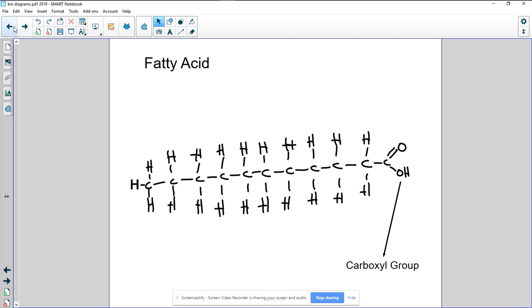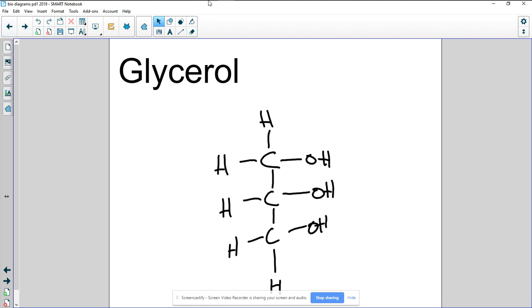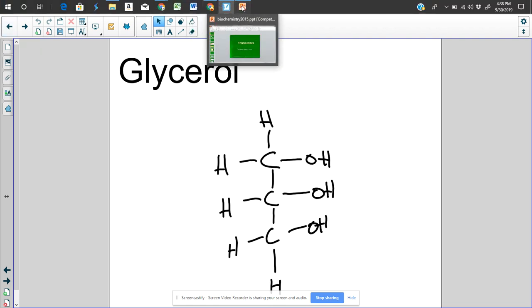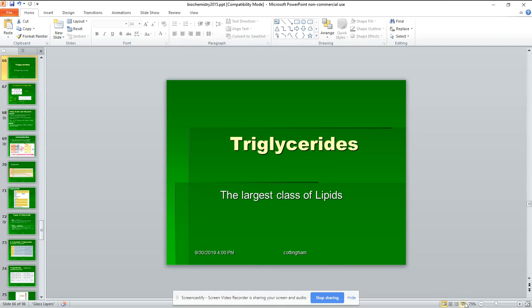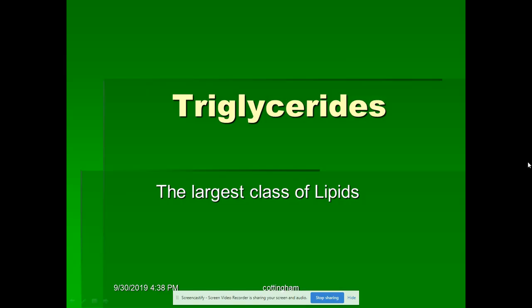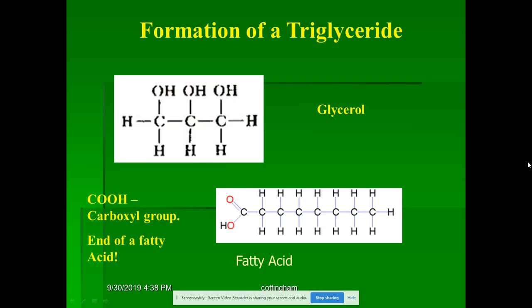Go back for glycerol for a second. All right, let's go up to the PowerPoint, see what that has to show. All right, not much there, just to give you a diagram of glycerol. You can see up in the upper left-hand corner, and a fatty acid, which is too small to draw, so please do not draw that one.